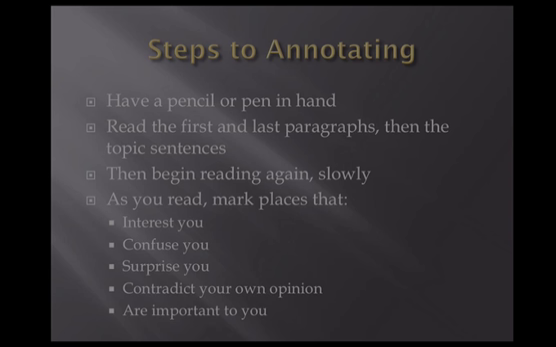As you read, mark places that interest you, confuse you, surprise you, contradict your own opinion, and that are important to you. Now, when I say mark, that means you can use a highlighter, you can put an asterisk or a star next to areas that interest you, or any one of these areas listed here. You can mark it however you like. We haven't quite gotten to annotating. This is the steps leading up to annotating, but marking those areas will remind you as a reader to go back to it later and look at it again and remember why you highlighted it in the first place.